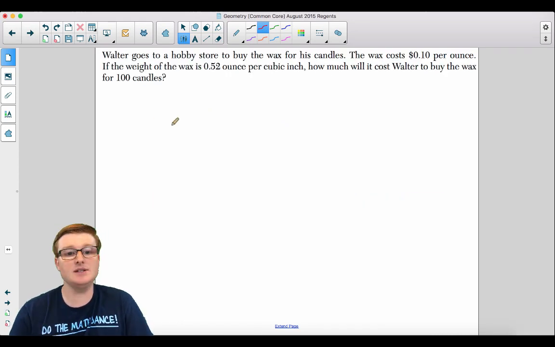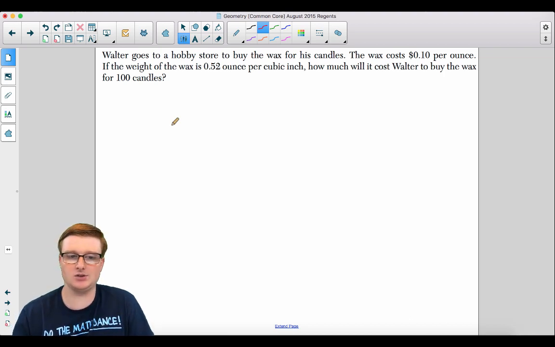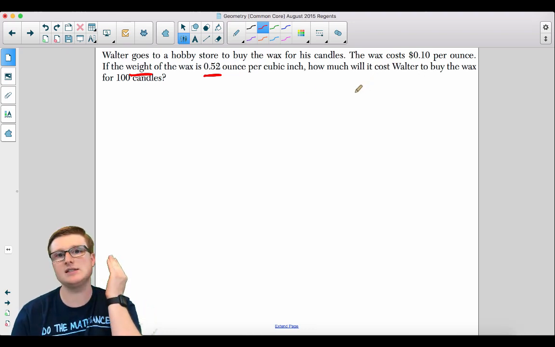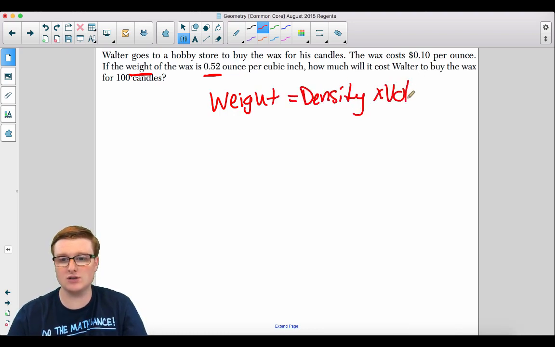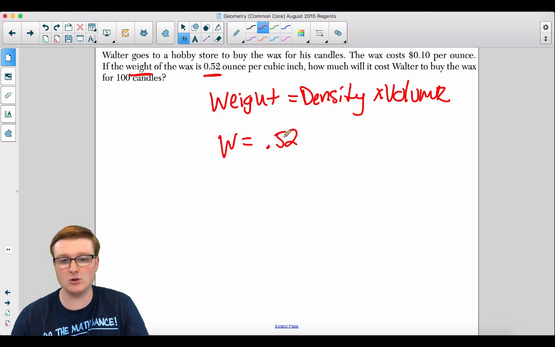Now it says Walter goes to a hobby store to buy the wax for the candles. The wax costs 10 cents per ounce. If the weight of the wax is 0.52 ounces per cubic inch, how much will it cost Walter to buy the wax for 100 candles? This is a classic example of weight is equal to density times volume. Yes, it's back again. I think that's like the third time on this Regents that it tested you. Weight is equal to density times volume. The weight is equal to the density, which is 0.52, times the volume.